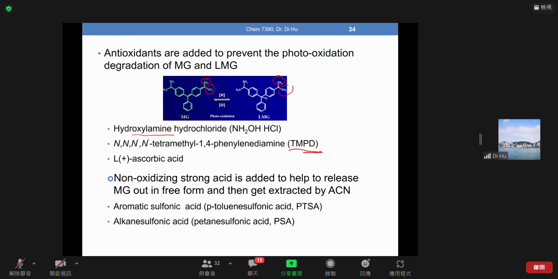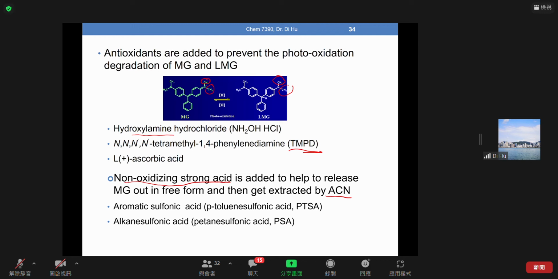And also sometimes a non-oxidizing strong acid is added, because we're talking about extracting the compound from fish tissue. They have lots of proteins, right? So it helps to release melatonin green in a free form, so it can be better extracted.